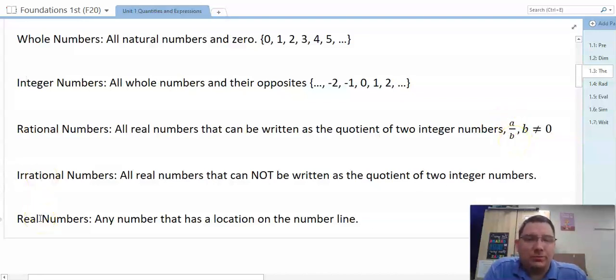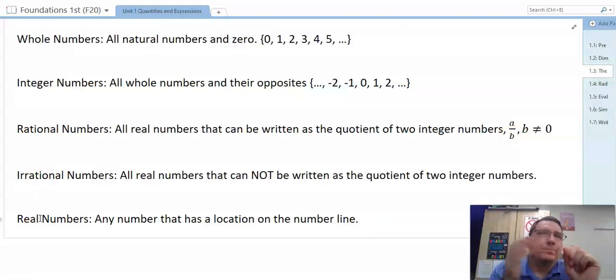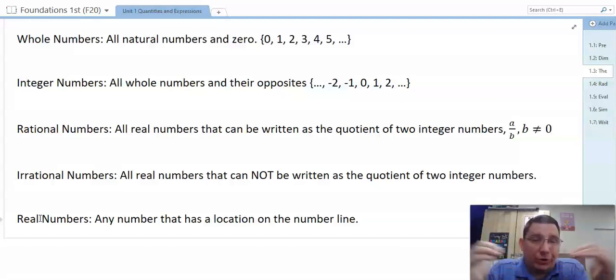So a real number is any number that has a location on the number line. So if I could plot that point on the number line, be it 0.1 or the square root of 2, and the square root of 2 can be put on the number line because it's 1.41, and so on, right? I can put that on the number line. Real numbers, anything you can put on the number line.